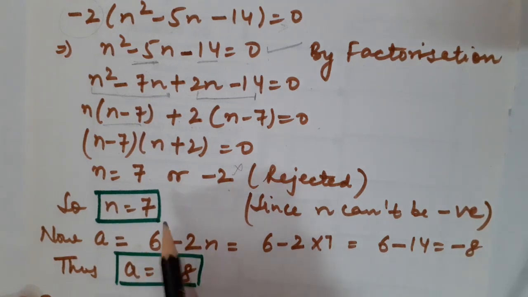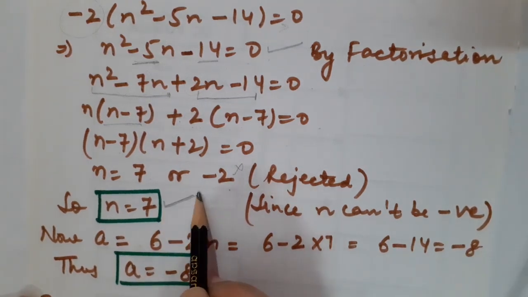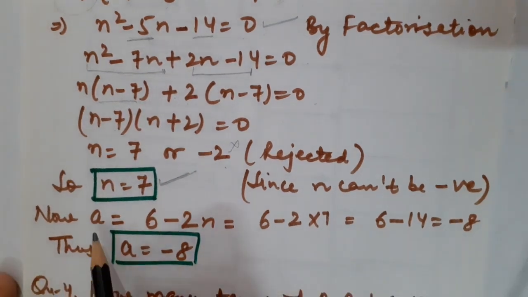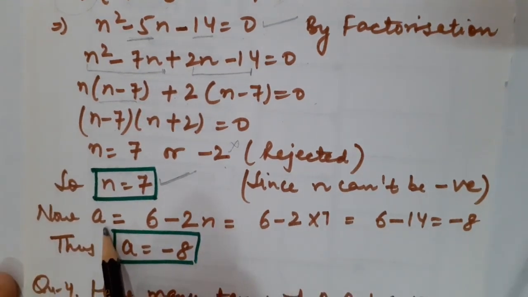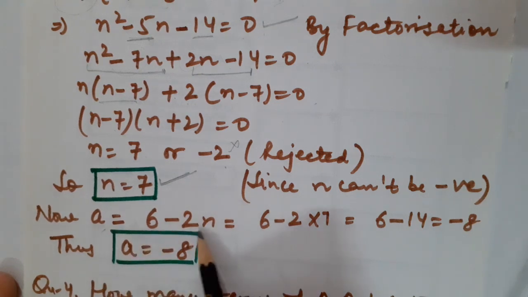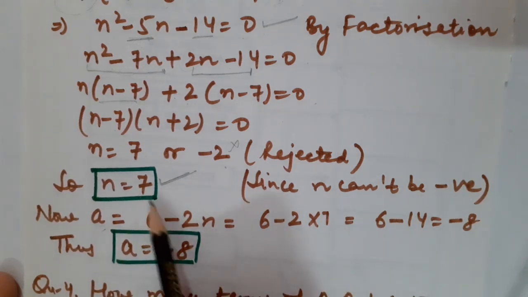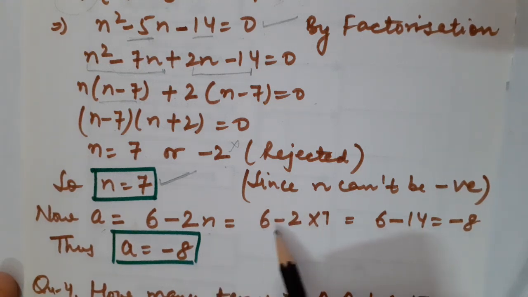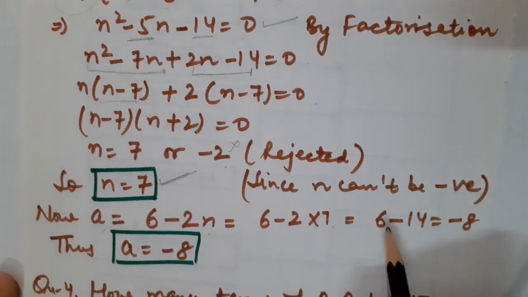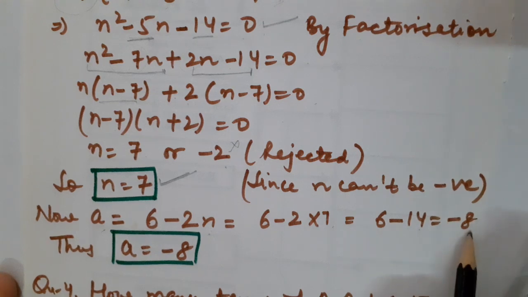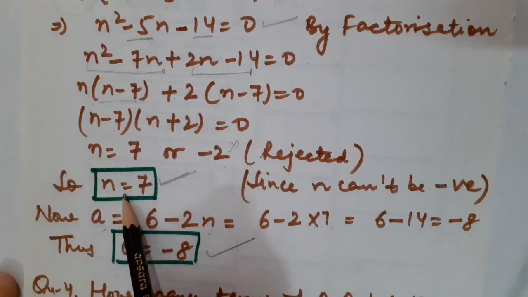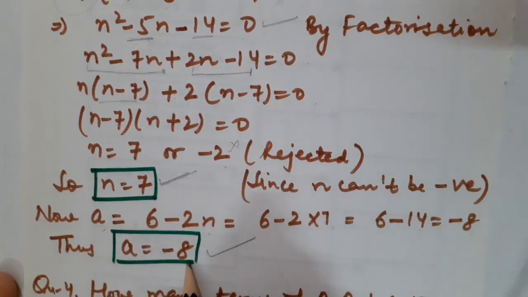What we wanted to calculate basically was n, along with a. Now children, from equation number 1, you knew that the value of a is equal to 6 minus 2n. So just insert the value of n over here to find the value of a. It would be 6 minus 2 into 7, that is 6 minus 14, which is equal to minus 8. So we were asked to find two values: n, the number of terms, and a, the very first term of the AP.